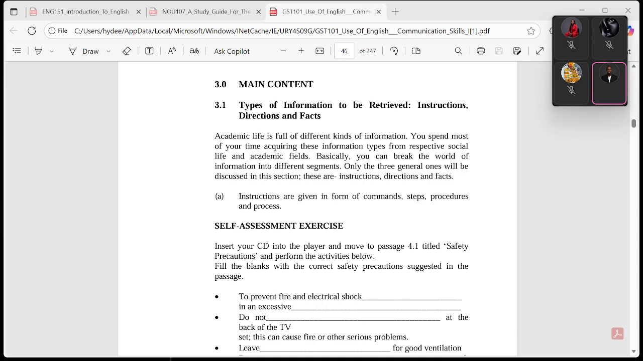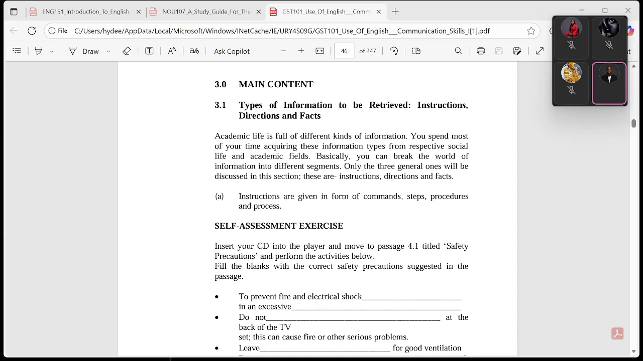All those things are what we call form, and we are able to retrieve information from form. So form can be given as commands, steps, procedures, or process descriptions. When they give you all those steps or things that you should follow, you can retrieve information quickly. In fact, that's the easiest way to retrieve information.